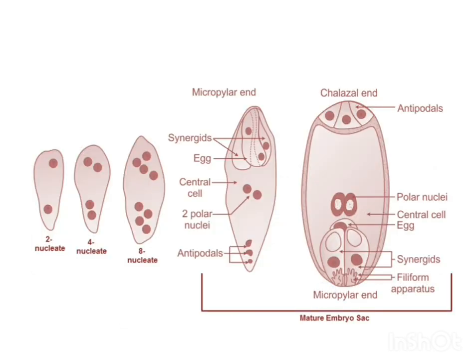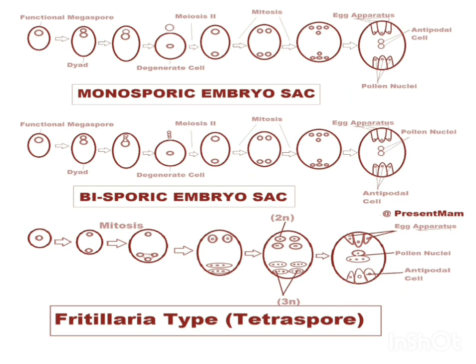There are other types of embryo sac development like bisporic and tetrasporic. In case of bisporic, 2 cells will remain functional and form the whole female gametophyte. In case of tetrasporic type of female gametophyte development, all the 4 cells will remain functional and form the whole embryo sac.